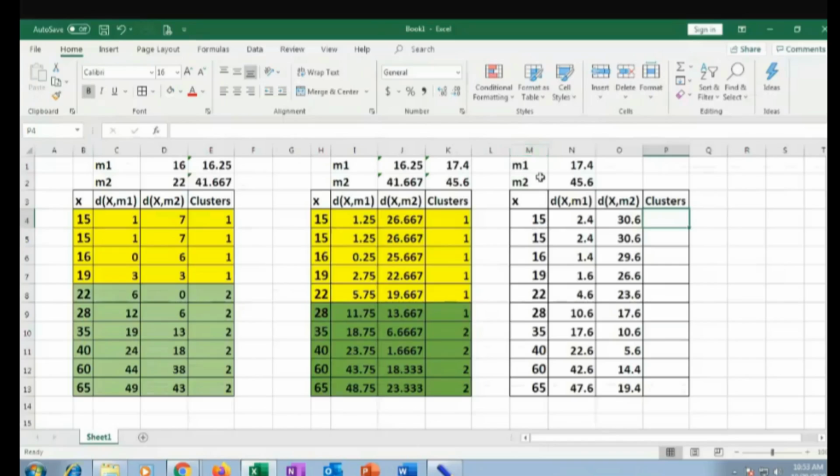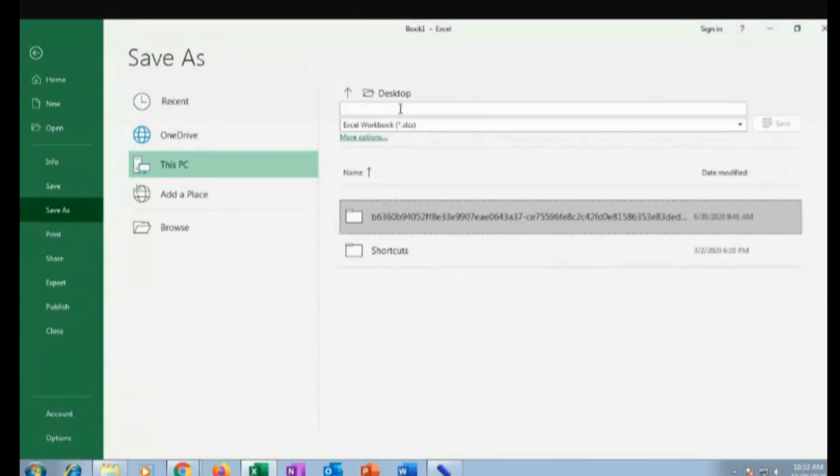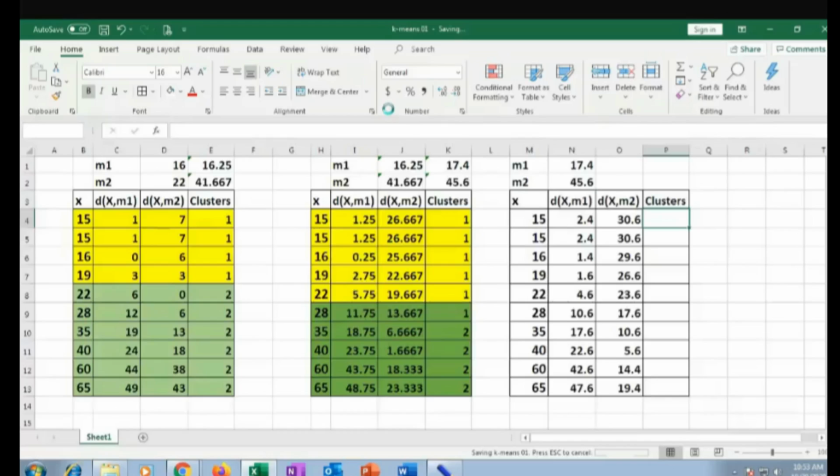Okay, look at the cluster assignment. Which one is the minimum? 2.4 is minimum, then 3.6. So it is 1, again 1. This is 1, this is 1, this is 1. And 10.6 is less than 17.6, so it will be 1. Then 17.6 is less than 10.6 on the other side, so it will be 2. This will be 2, this will be 2, and this will be 2.